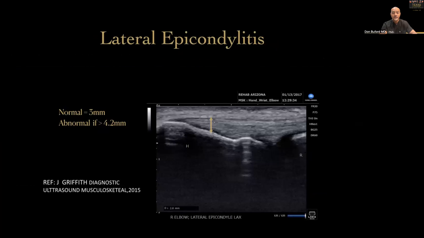Let me go back here. So here you can see an example. The double-headed yellow arrow is right at the midpoint of the extensor origin. And if this measures more than about 4 millimeters, according to some authors, that's a sign of pathology. So that's one objective way to measure and to make a diagnosis of lateral elbow tendinopathy.